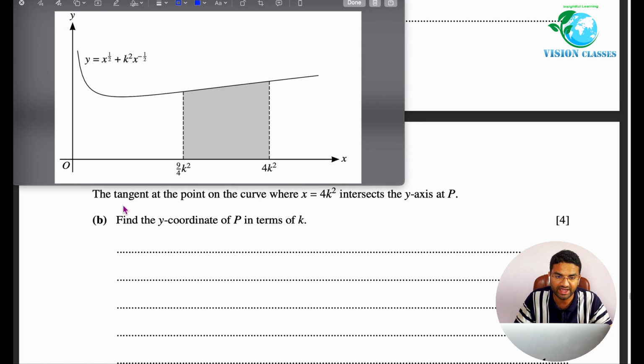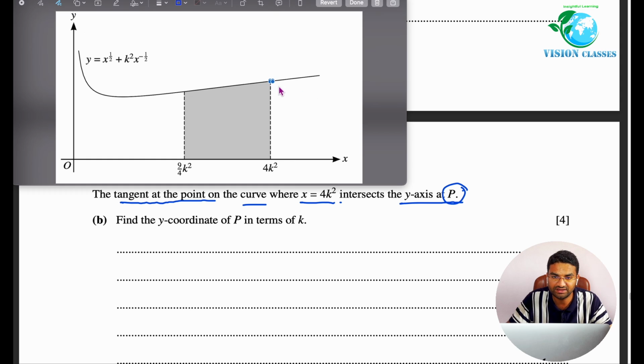The question says that the tangent at a point on the curve where x is equal to 4k square intersects the y-axis at a point P. It means this tangent line actually intersects the y-axis at a point P, and we have to find the y coordinate of the point P in terms of k.